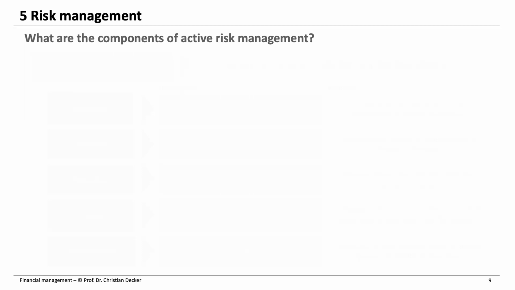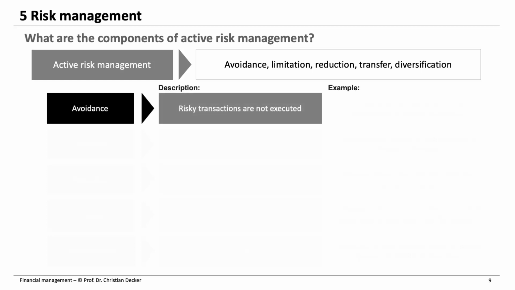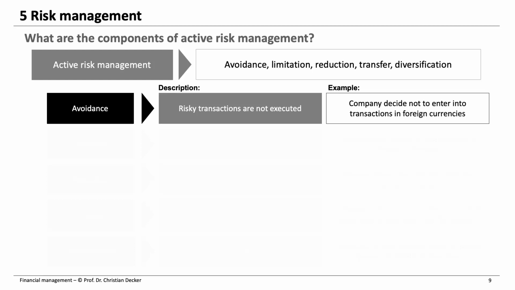What are the components of active risk management? Active risk management serves to avoid, limit, reduce, transfer, and/or diversify risks. Avoidance means that risky transactions are not executed. For example, a German company might decide not to enter into transactions in foreign currencies in order to exclude an exchange rate risk.